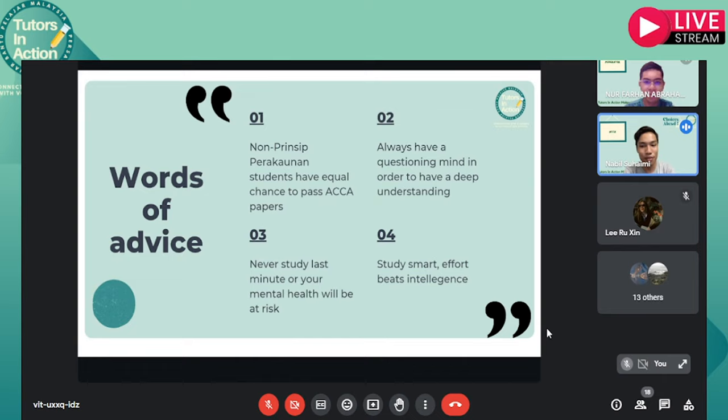I have a lot of friends who didn't score well in their SPM, didn't even take principal accountant, but they did well in the ACCA because they study smart. Have very disciplined studying, like do past year questions every day, they have a study plan, do 3-4 questions a day, for example lah. So next slide.